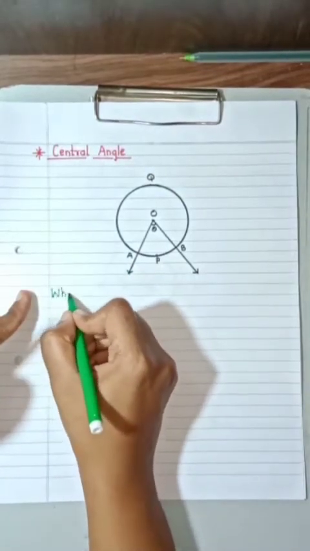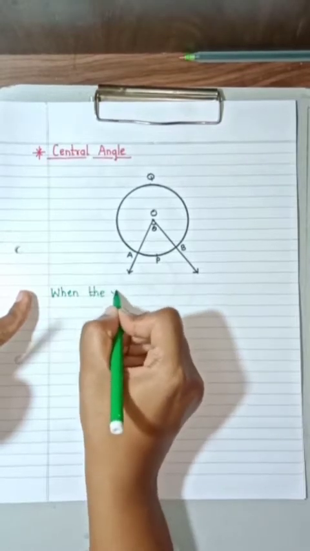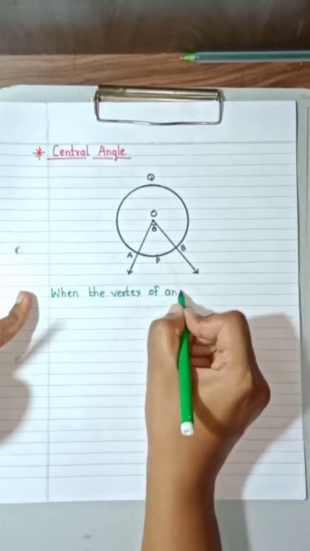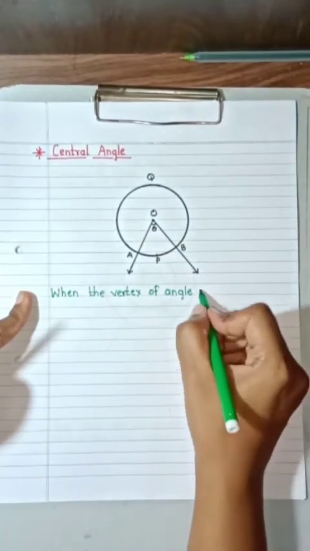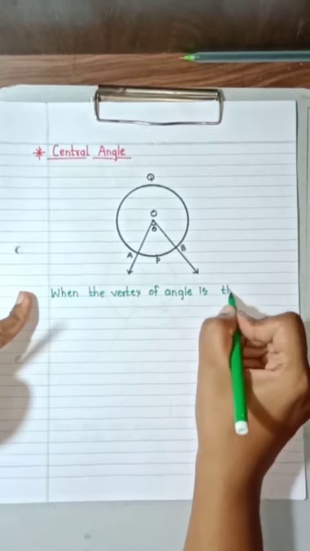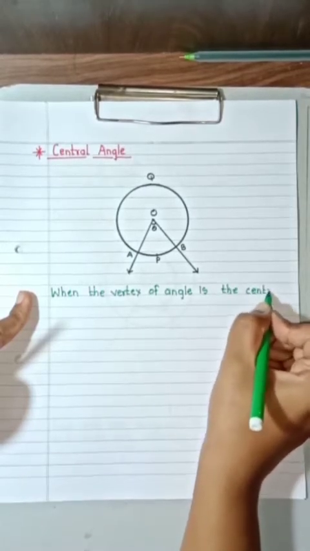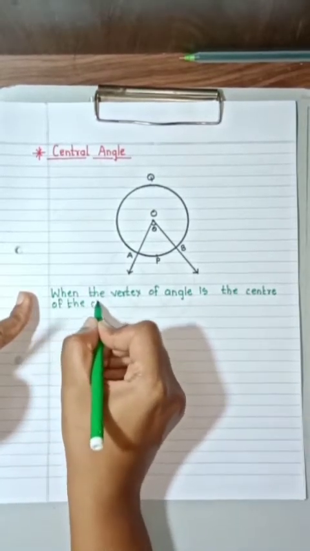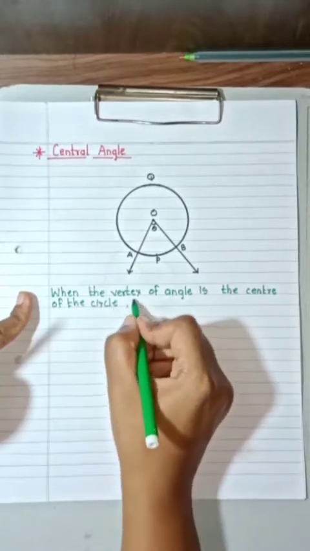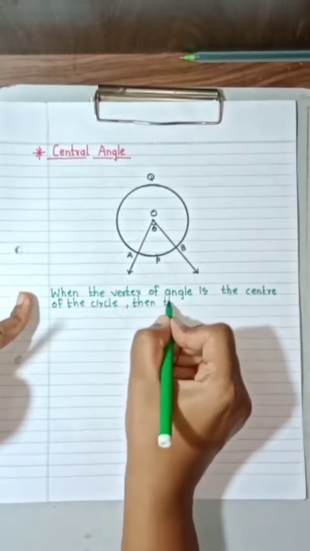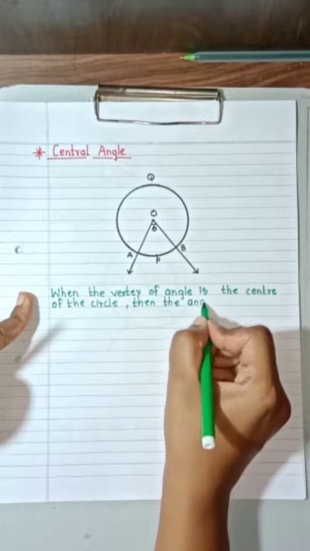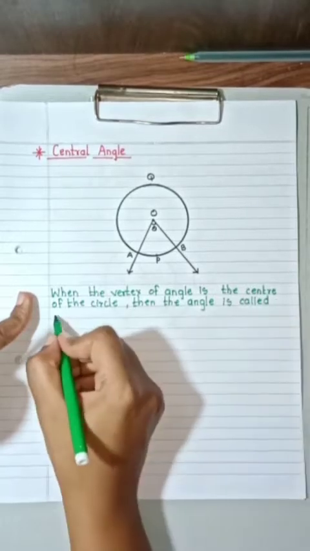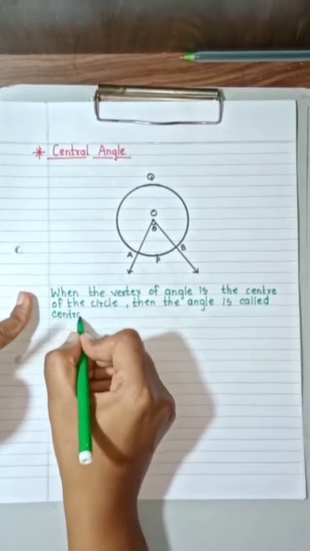Now we'll write down the definition. When the vertex of the angle is on the center, or when the vertex of the angle is the center of the circle, then the angle is called a central angle.